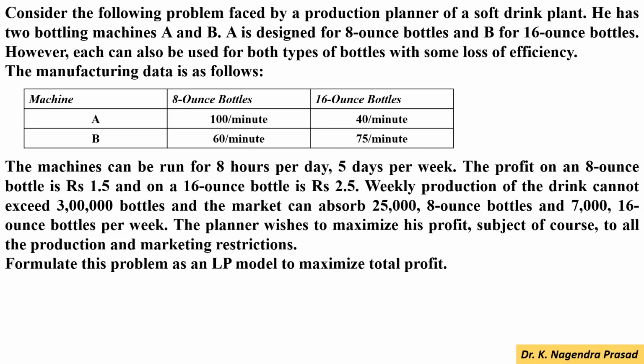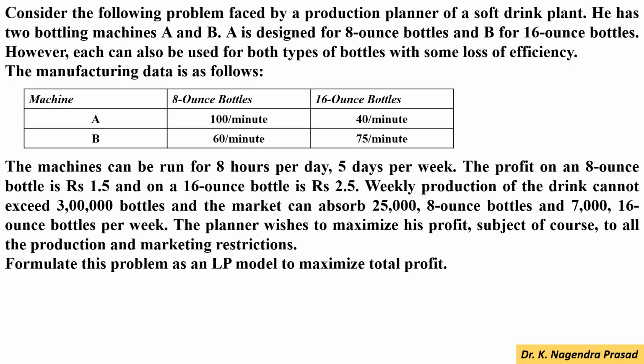In this lecture, I am going to discuss the example problem on LP model formulation. Let's see the problem. Consider the following problem faced by a production planner of a soft drink plant. He has two bottling machines A and B. A is designed for 8-ounce bottles and B for 16-ounce bottles. However, each can also be used for both types of bottles with some loss of efficiency.